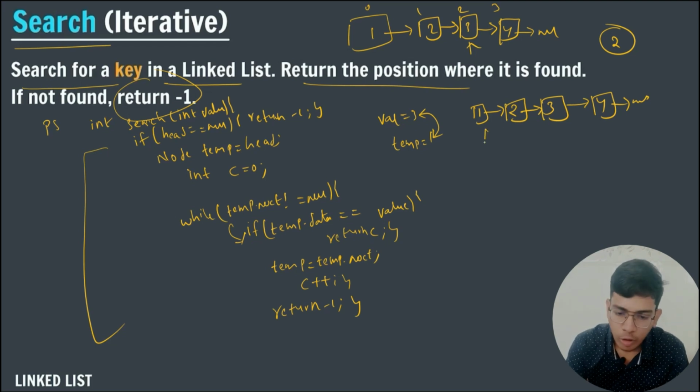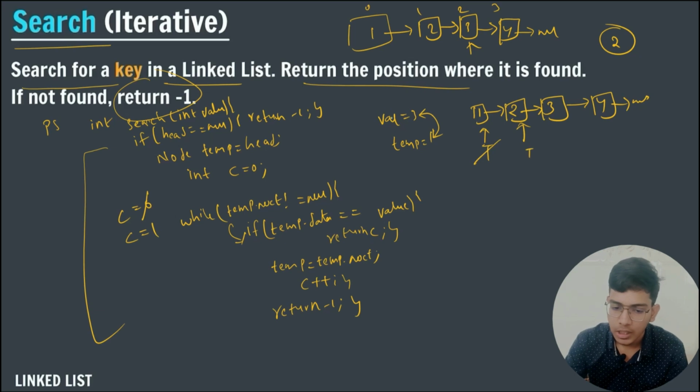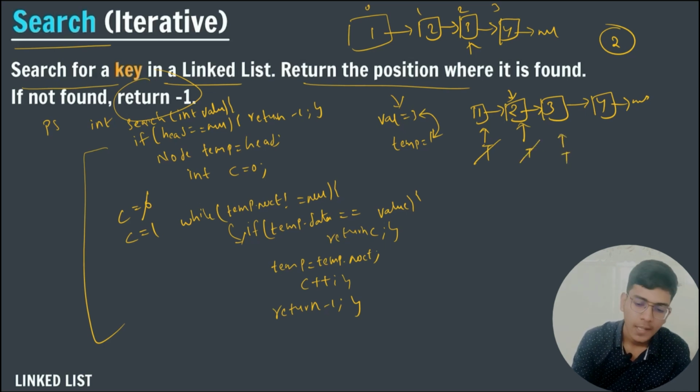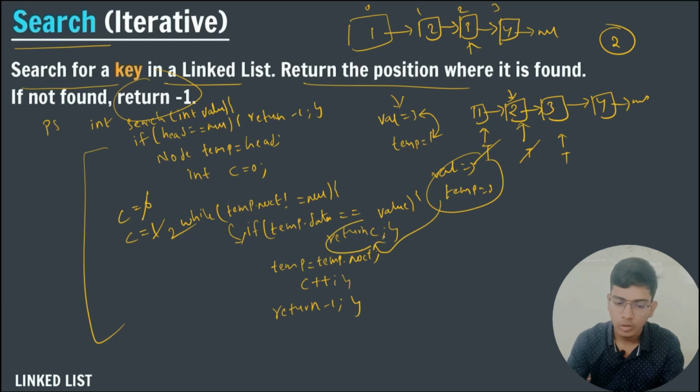Else, what I am going to do is change temporary, and initially c is equal to 0, so I change c to 1. Now my temporary value is 2 and the given value is 3, not same. So again change the value of temporary. Temporary will become 3 and c will become 2. Here the given value is 3 and the temporary value is 3. Both are same, so we are going to return the value of c. So 2 will be returned to my user.